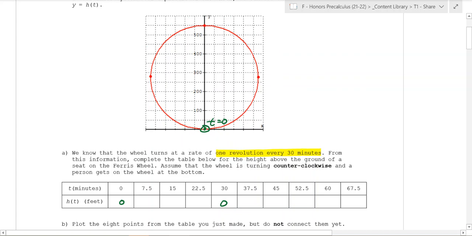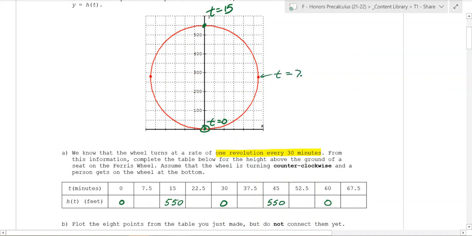So halfway, it will be all the way at the top. So that's time equals 15 up here. So it's going to be at its highest height of 550. So what does that mean? It means at 60, it's going to be back at 0, and then halfway again, it's going to be at 550. Well, at 7.5 minutes, it's going to be right there.